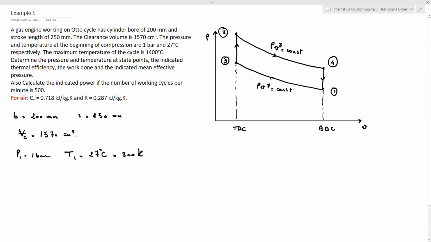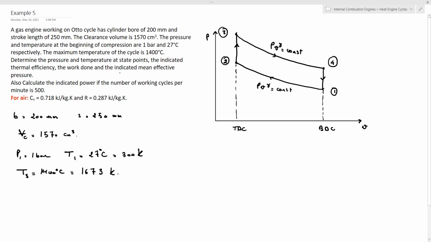So the maximum temperature of the cycle is 1400 degrees Celsius. And as we said, the maximum temperature occurs at state 3 after the heat addition process is completed. So we can say that T3 is 1400 degrees Celsius, equivalent to 1673 Kelvin.